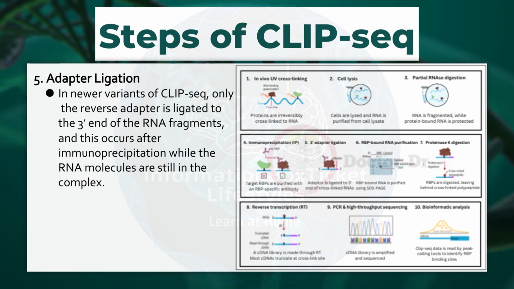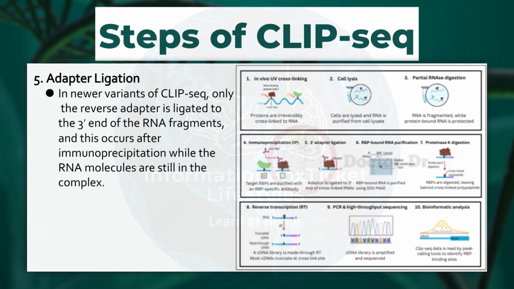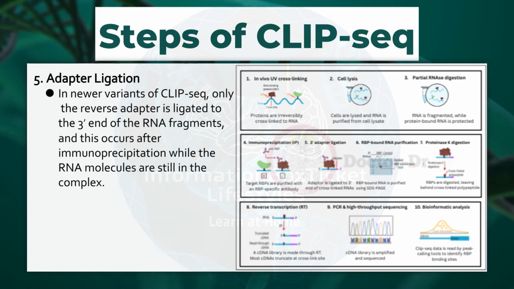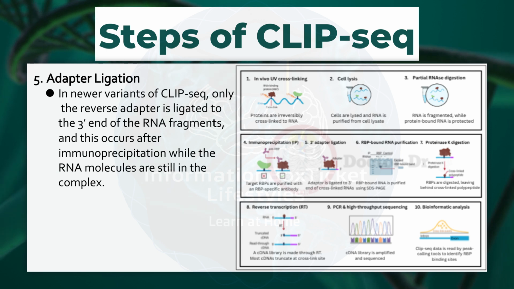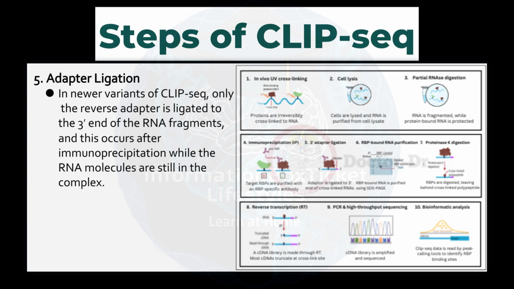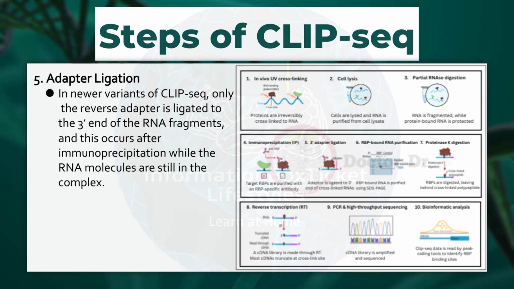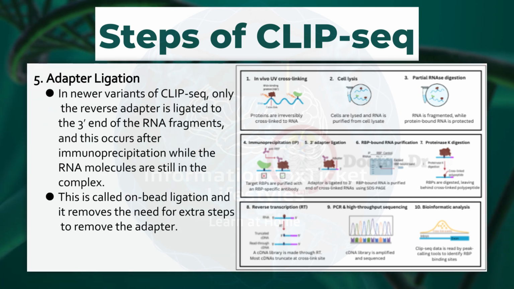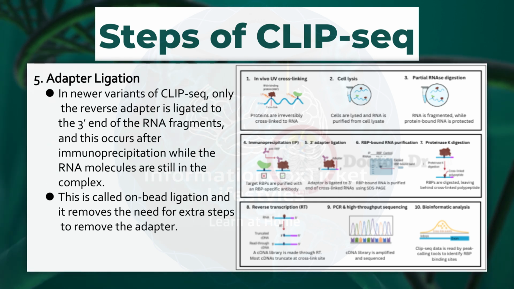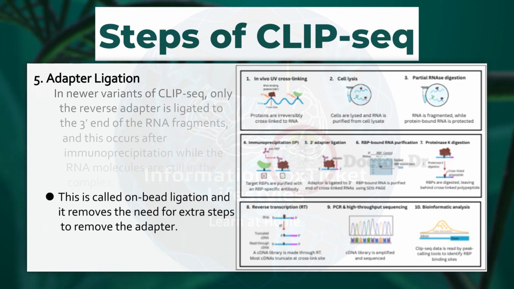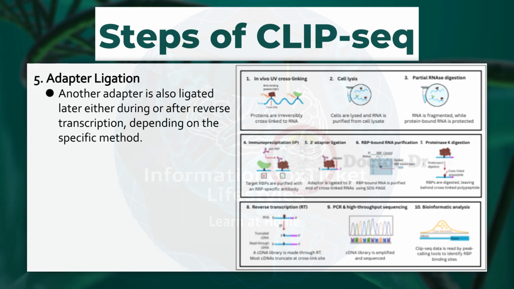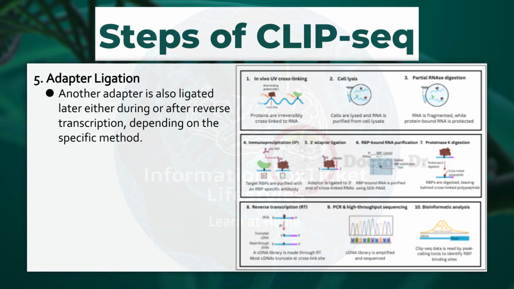In newer variants of crosslinking and immunoprecipitation sequencing, only the reverse adapter is ligated to the 3' end of the RNA fragments, and this occurs after immunoprecipitation, while the RNA molecules are still in the complex. This is called on-bead ligation, and it removes the need for extra steps to remove the adapter. Another adapter is also ligated later, either during or after reverse transcription, depending on the specific method.